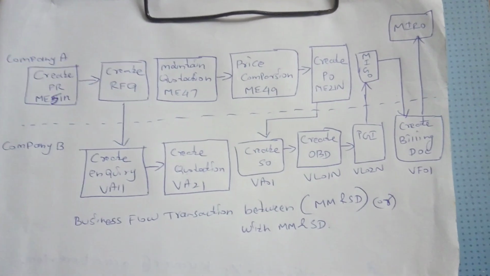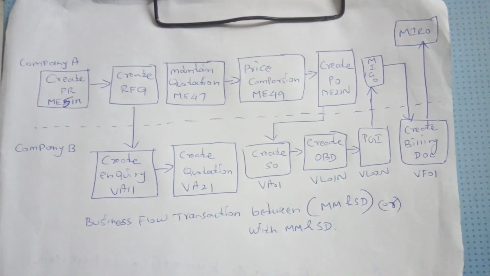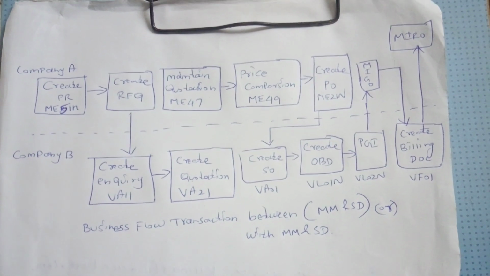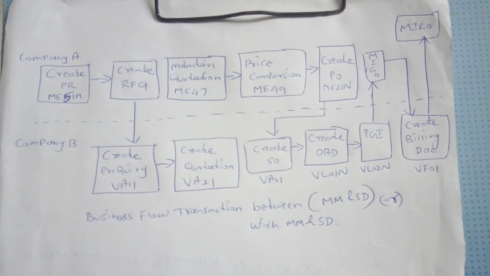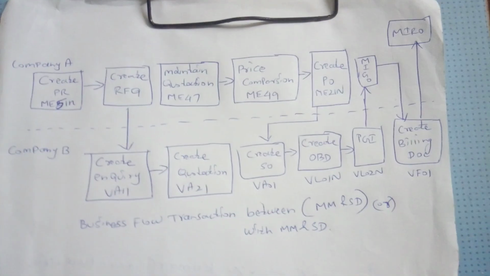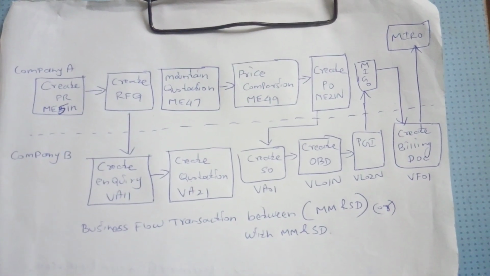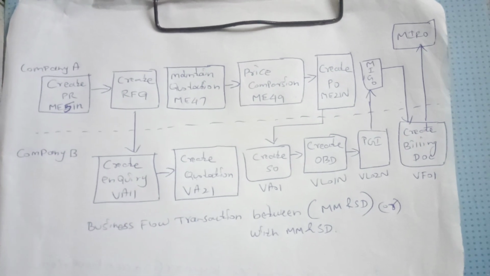Actually, that creation of the purchase requisition is done using transaction ME51N. The older transaction is ME51, and ME51N is an easy enjoy transaction.